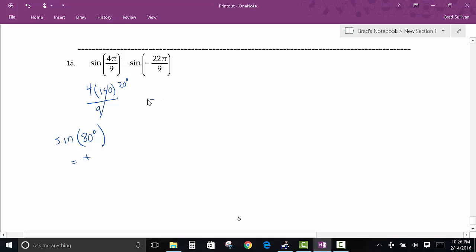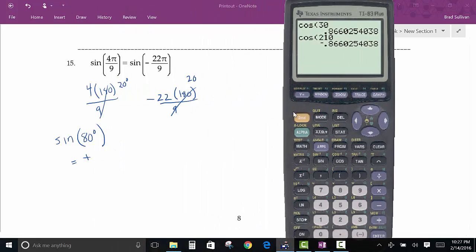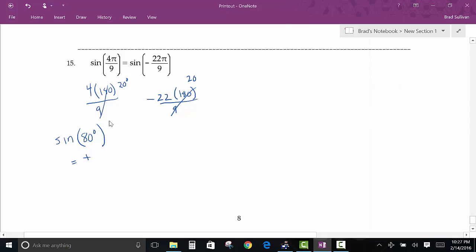Okay. So now, well, let's do this. Negative 22 times 180 over 9. 180 over 9 is 20. And then if I do 20 times 22, let's pull out my trusty calculator here. So if I do 22 times 20, I'm going to get 440. So this is going to be negative 440 degrees. So what we're going to be looking at on this is the sine of negative 440 degrees. Okay, so let's draw a picture of that.